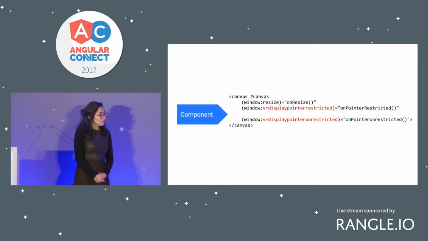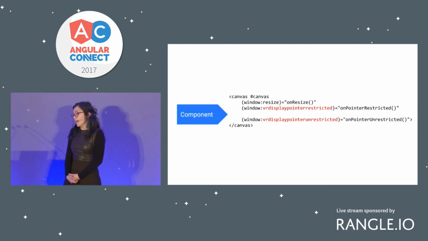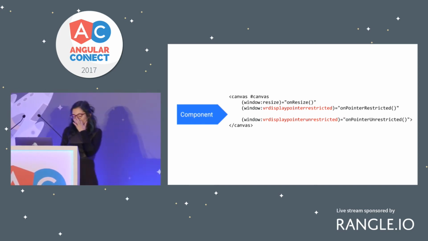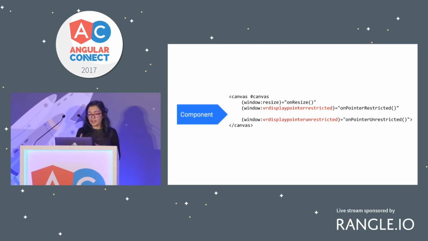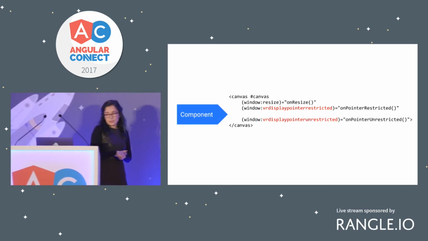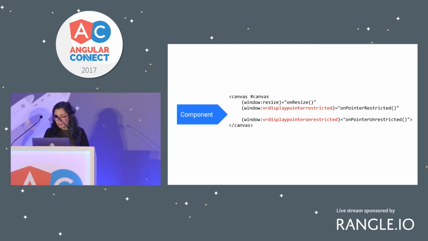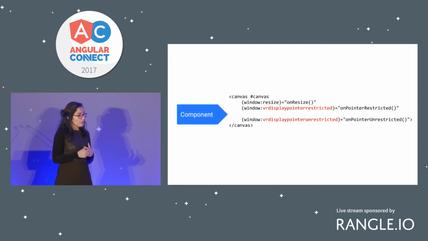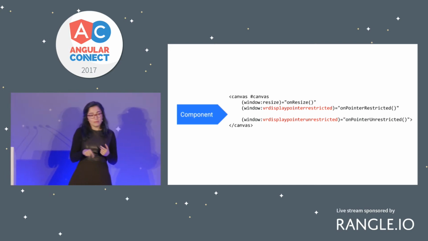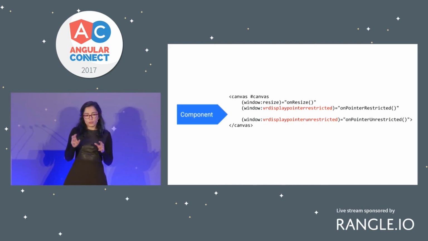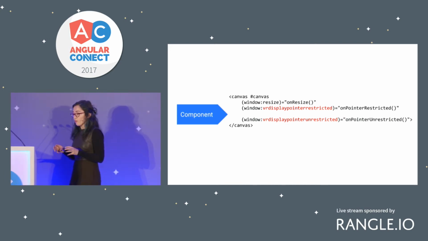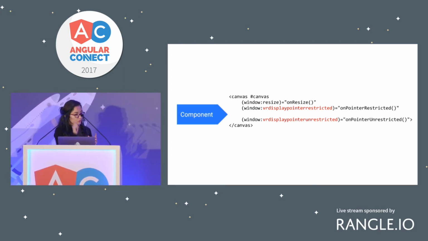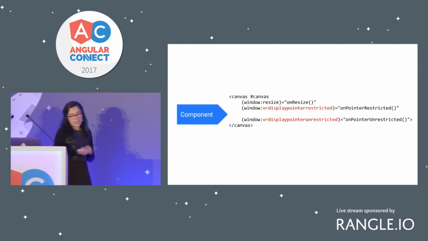As I mentioned, 3D lives in the canvas, and we create a canvas element as the element of our component, and we can define some events here. So we have display pointer restricted and not restricted. These are events that are defined for us, that are enabled only when you are in the actual VR experience, when you put it into a device, or when you click on a button to enable the VR.